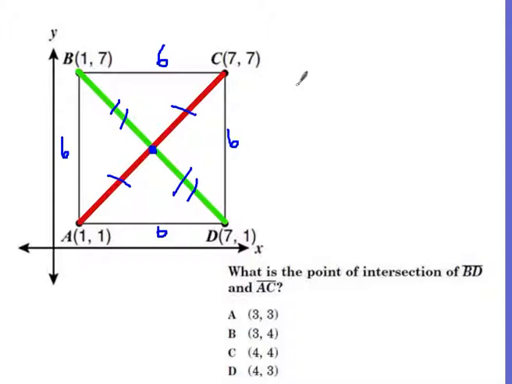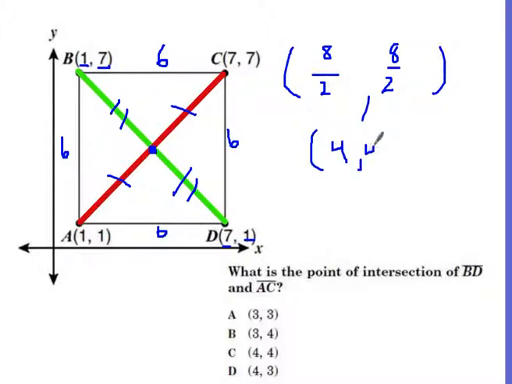I can calculate BD's midpoint or AC's midpoint. Either way, it's going to be the same thing. I'm just going to use B and D. So using B and D, I'm going to do x plus x: 1 plus 7 is 8, divided by 2. And I'll clean that up a little bit later. And then 7 plus 1 is also 8 divided by 2. That's just coincidence here. And then simplify that. B, 4, 4. So that would be my answer.